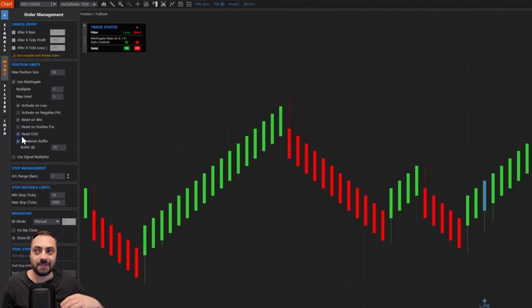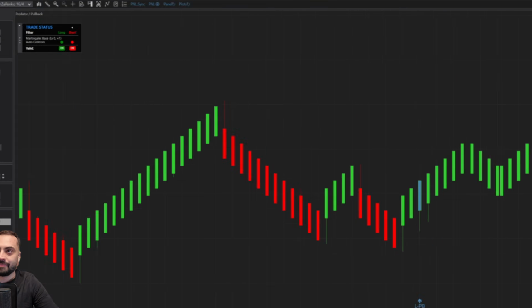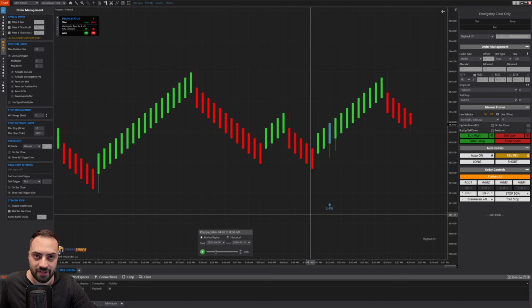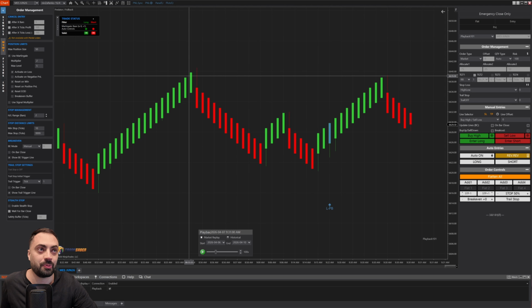So again, this just gives you a little bit of a buffer so things don't either activate or reset unintentionally. All right, so now that we have everything set up, let's see it in action. Here, I just have a simple pullback indicator that we're going to automate. That's our Predator X pullback.